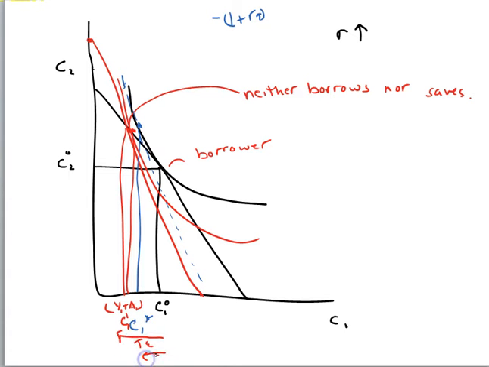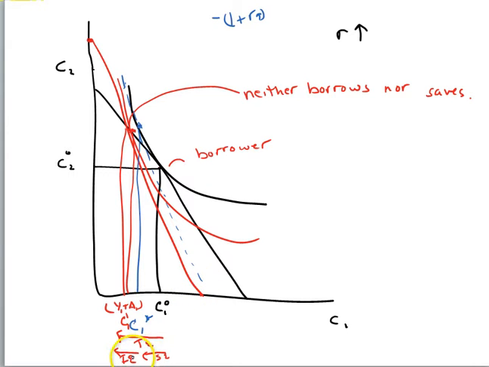The substitution effect is the movement from C1 naught to C1 star, and the income effect is the movement from C1 star to C1 prime. Now, why is someone substituting out of consumption when interest rates rise and they're a borrower? Well, borrowing becomes more expensive. If borrowing becomes more expensive, they have to substitute out of current consumption to pay back their loan, and therefore we see a substitution out of current consumption.